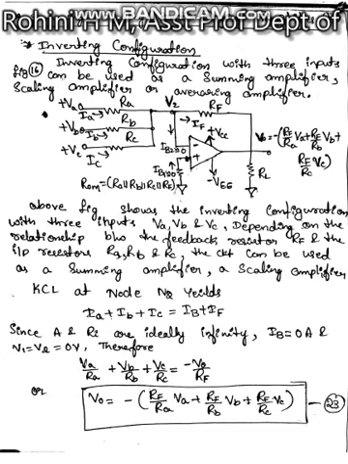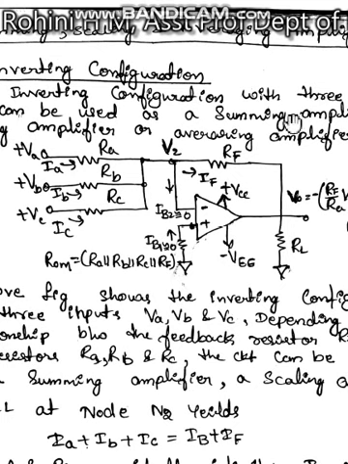Next is the summing, scaling and averaging amplifier. Here we discuss how the op-amp is used for different operations such as summing, scaling and averaging circuits. The basic circuit used for this is shown here. Since it is an inverting configuration, we provide the inputs to the inverting input terminal. Here we are giving three voltages VA, VB and VC.